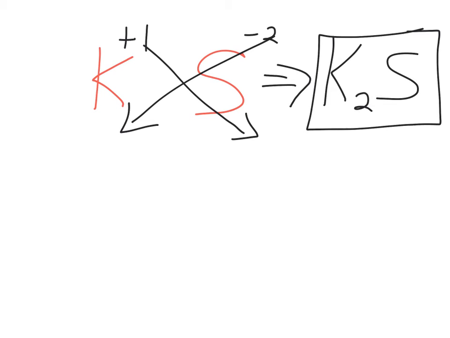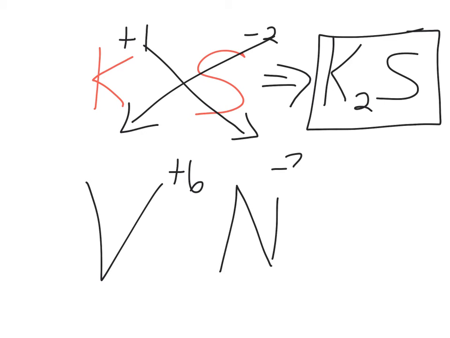Very good. What if I give you, let me make something up. This doesn't exist, but if you have vanadium with a +6 and nitrogen with a -3, what's going to happen? Can I cancel out? Are they the same number? No, so I can't cancel out. But can I reduce? Yes, you can reduce. Very good.